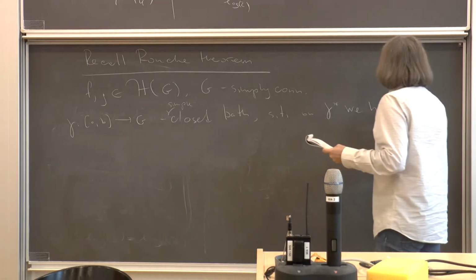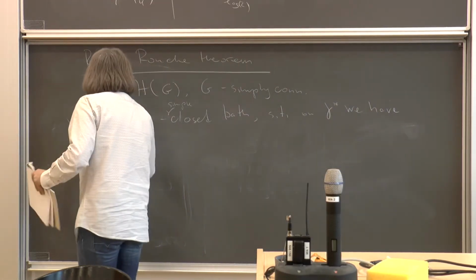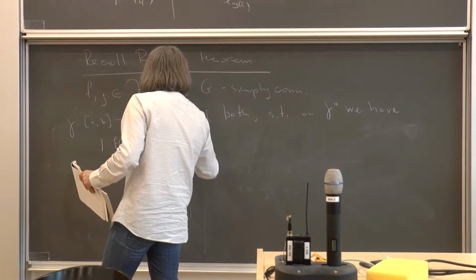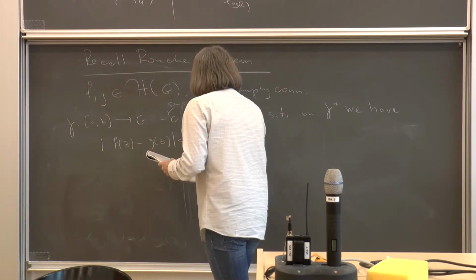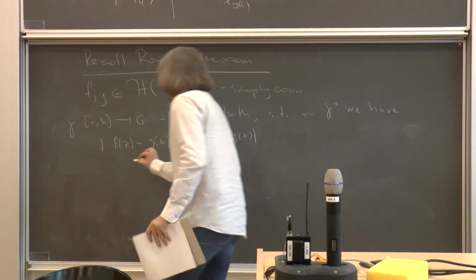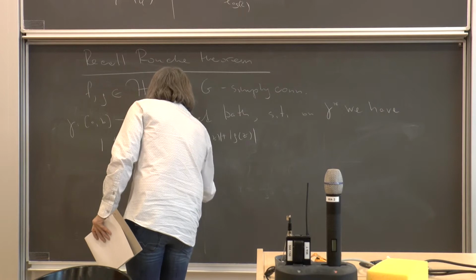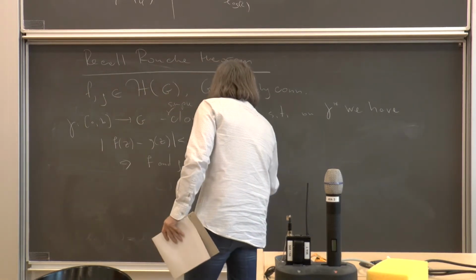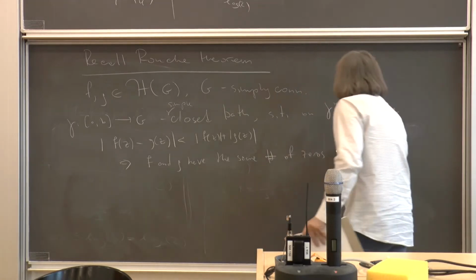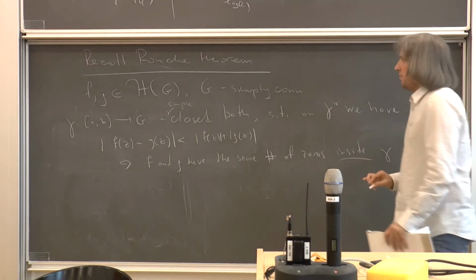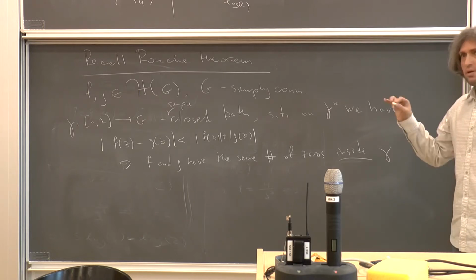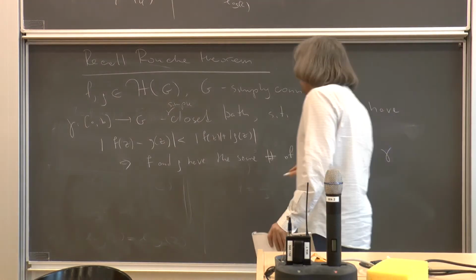We have that the difference between the functions is strictly less than the sum of the values. Then f and g have the same number of zeros inside gamma, where I'm not commenting what inside means, but you should visually understand what it means. So you should think about the circle and the disk inside. Counted with multiplicities.